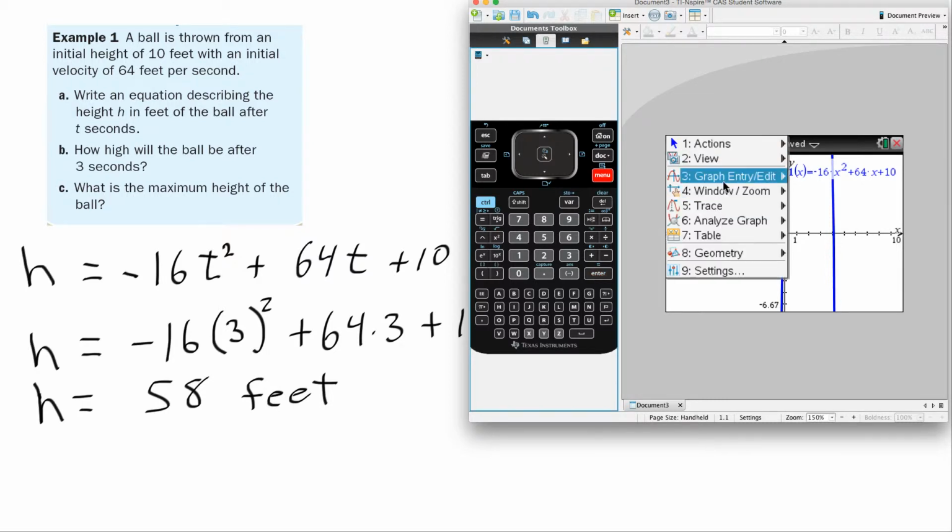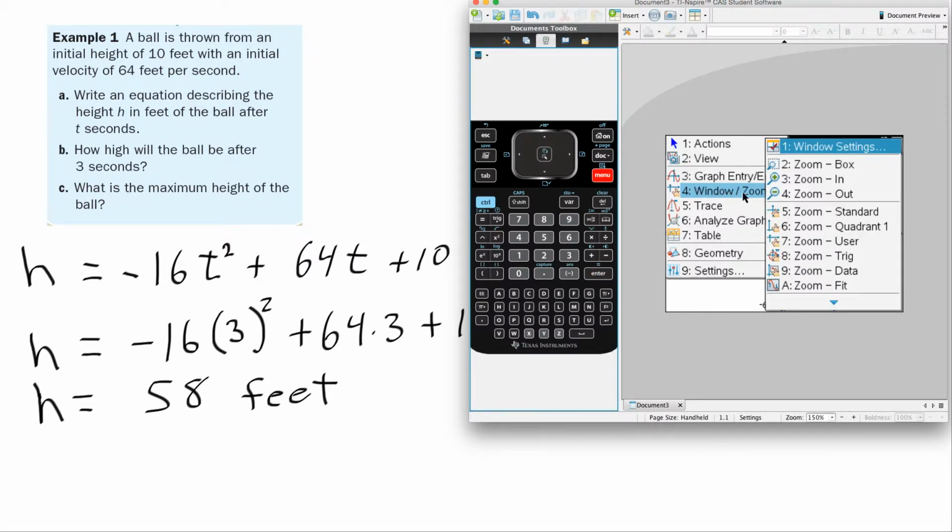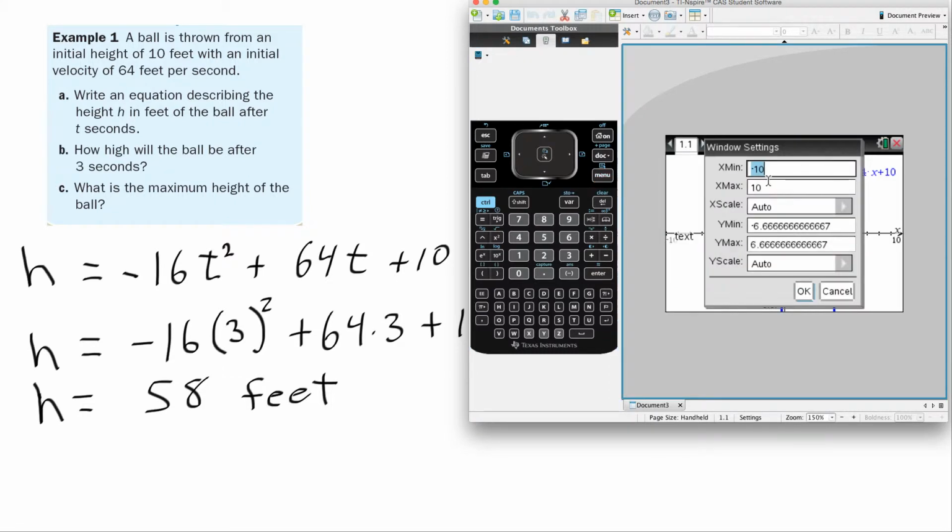So go to Menu, Window, Settings. I'm going to make my x minimum just 0. My x max, make that 5. Y minimum, also make this 0. And Y max, I don't know, we got to pick something. I know it's over 58 feet, so how about 90? We'll pick 90 feet. And if I don't get it right, I can adjust it, right?